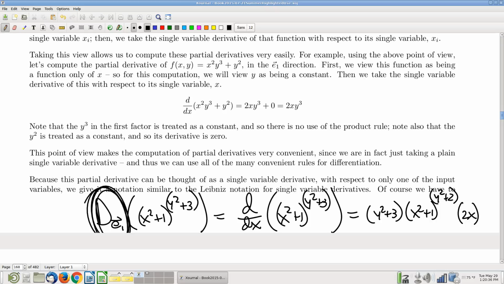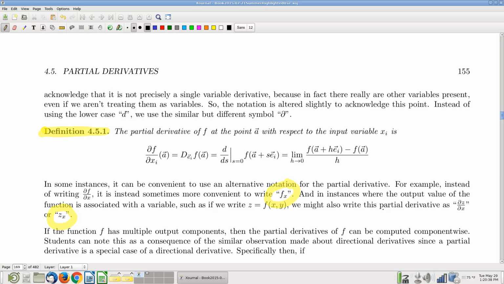Okay. All right. Notation. So here's our expression. Don't forget this. Ultimately, what we're computing when we compute a partial derivative is a directional derivative. It's a directional derivative where your velocity is a standard basis vector. So this notation is fine. But a more common and convenient notation is to write it like that.